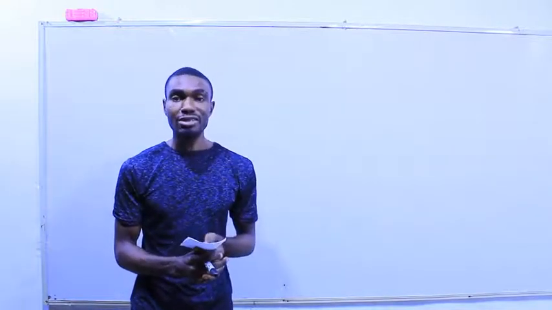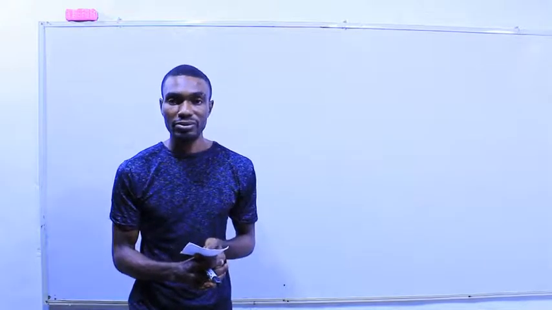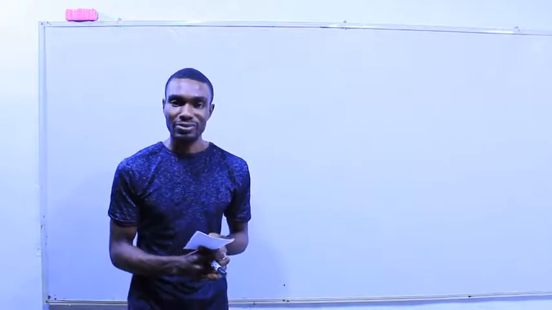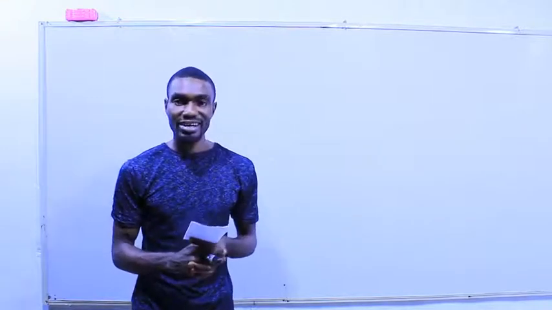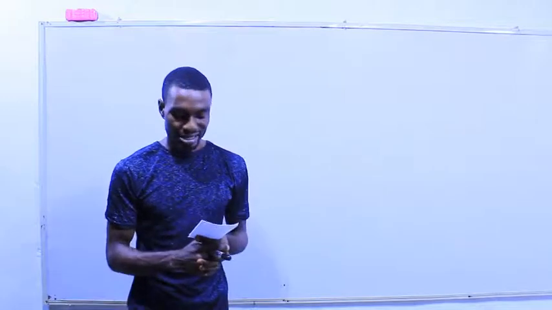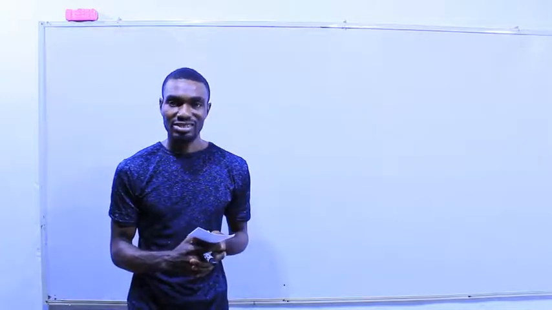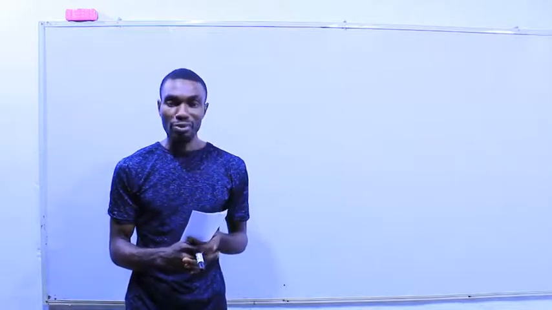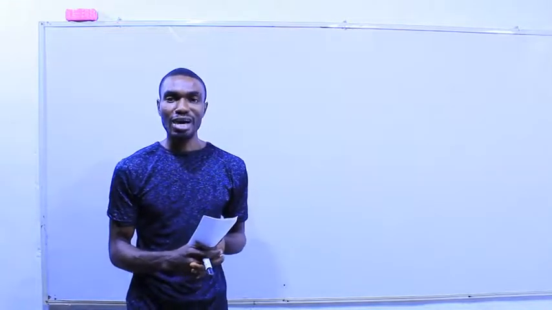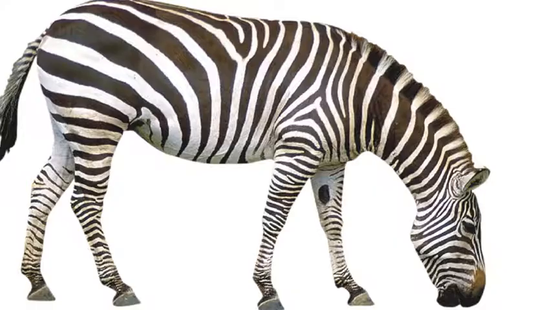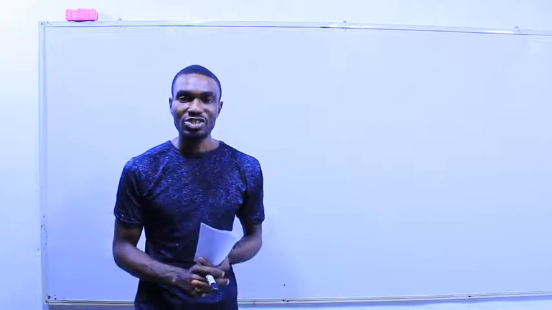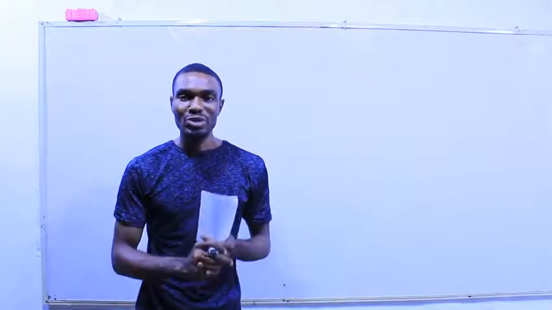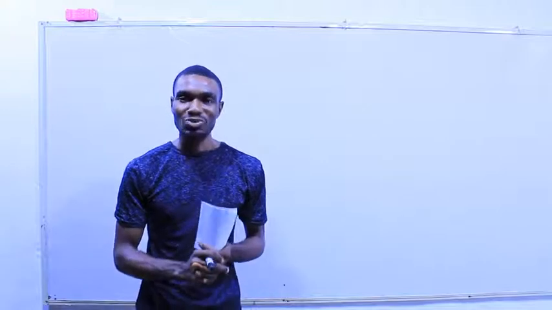X for xylophone. Xylophone. That means a xylophone. Y for yacht. That means a yacht. Z for zèbre. Zèbre. That means a zebra. So you see, these are letters of the French alphabet, using them to make words, just as we have in English.